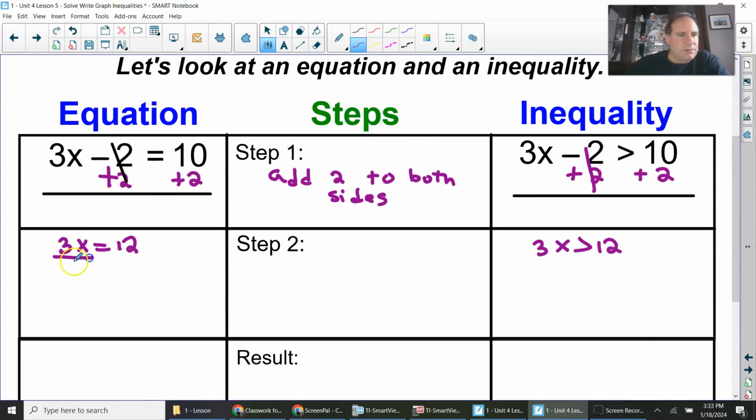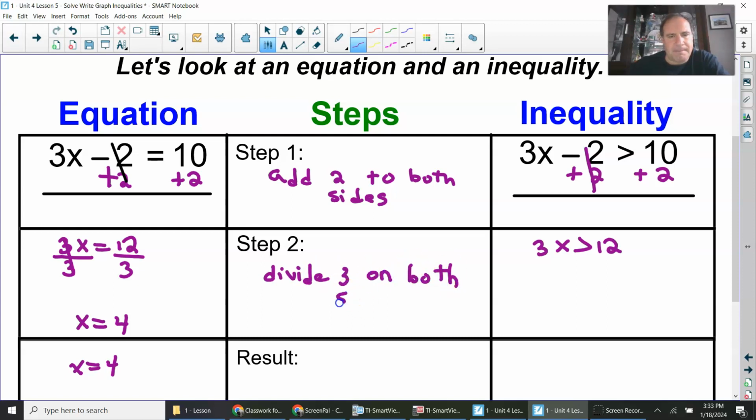Step 2 would be to divide by 3, the number next to the x. The result would be x equals 4. Step 2 would be to divide 3 on both sides, using inverse operations, you're dividing. The same thing goes for the inequality. X is greater than 4. So that is the result.